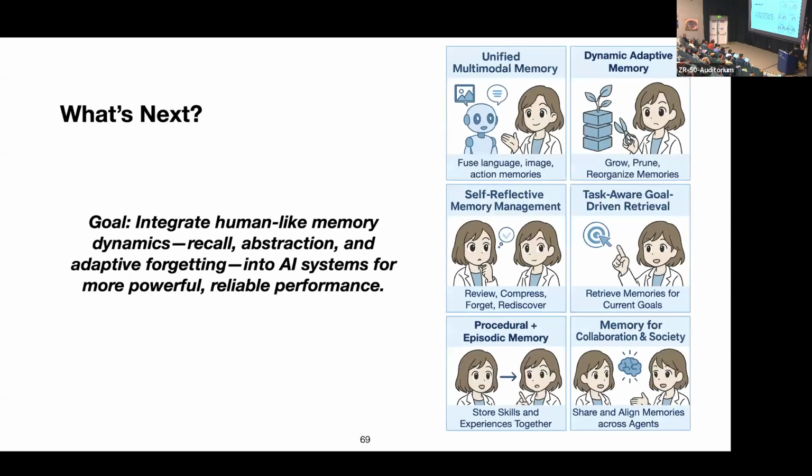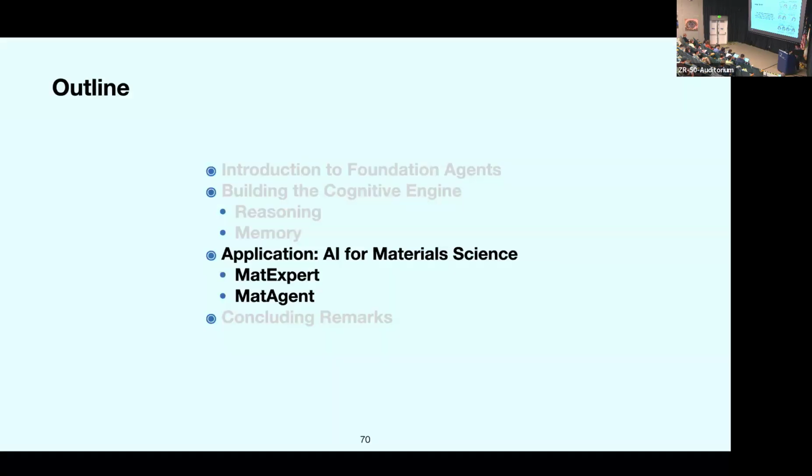Okay, so we have talked about the reasoning part. We have talked about the memory part. For this memory part, we want to further integrate human-like memory dynamics, like the recall of memory, abstraction of different concepts, and adaptive forgetting into existing AI agent systems for more powerful and reliable performance. So the last part is the application part, how we can apply different AI agents to materials science.